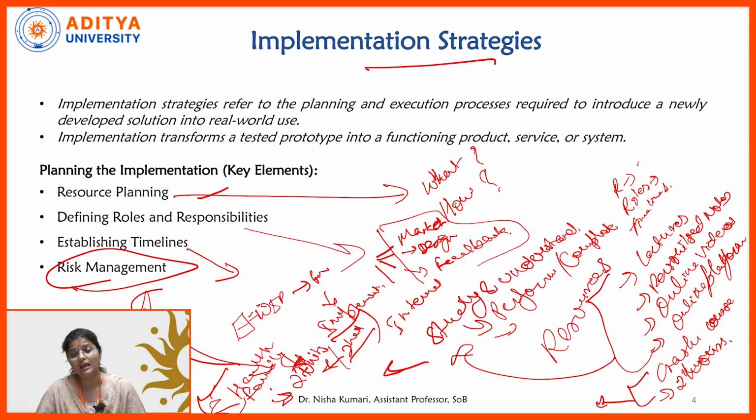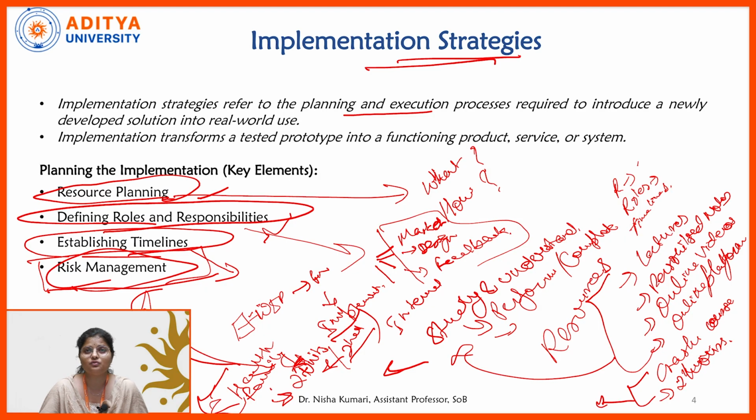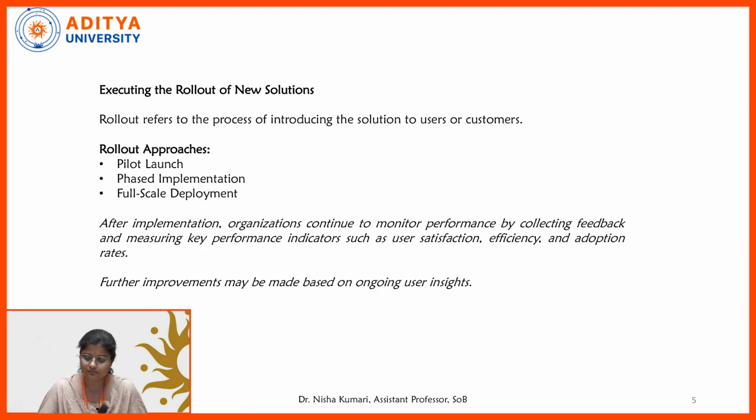In the same way, in business, we are going to identify what resources we have and how we should utilize them, define the roles and responsibilities of each and every member of the team, and establish the timelines. By these timelines we have to achieve these different stages, and if something uncertain happens, we must manage that risk. So we do this planning before implementing the strategies which we want to introduce in the market.